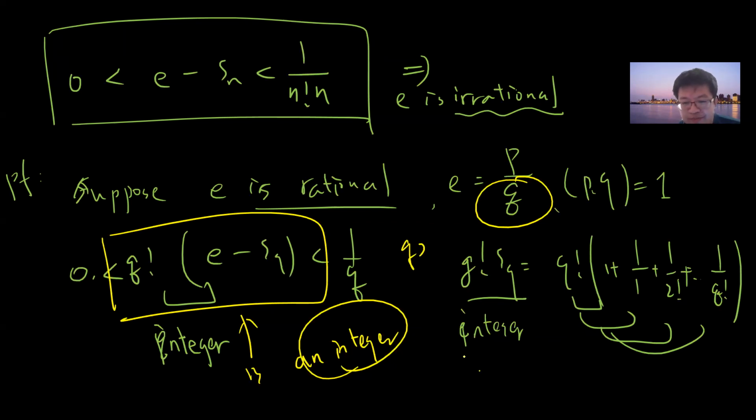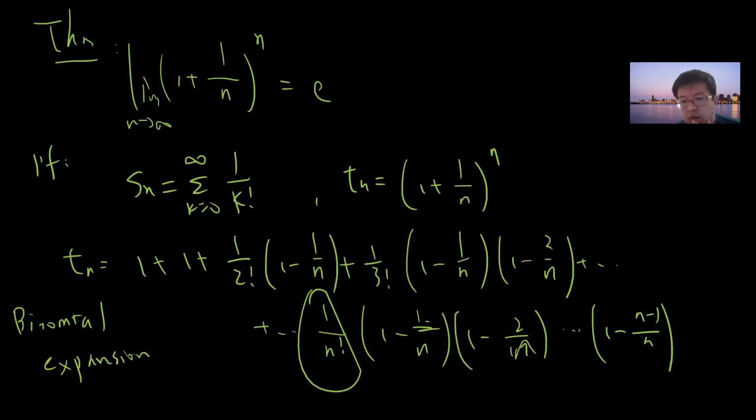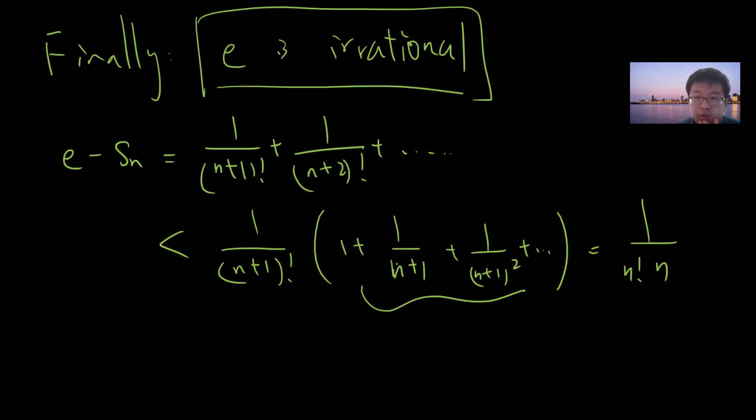So contradiction, because there is no integer which is greater than 0 and less than 1. So E is irrational. Okay, so next, in my algebra course, I will prove that it is transcendental. Yeah, so we can only talk about this, and next time we talk about the root test and ratio test. See you guys in the next videos.